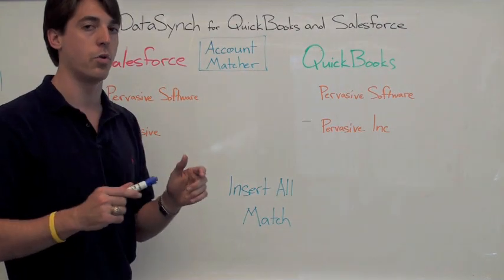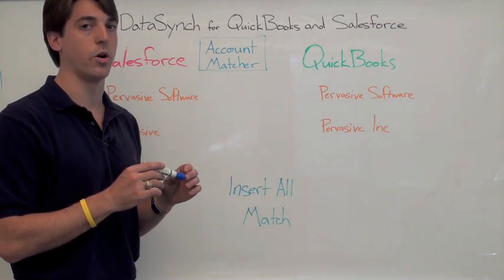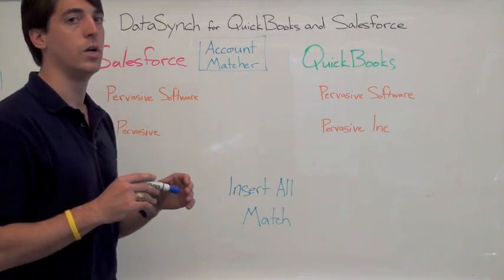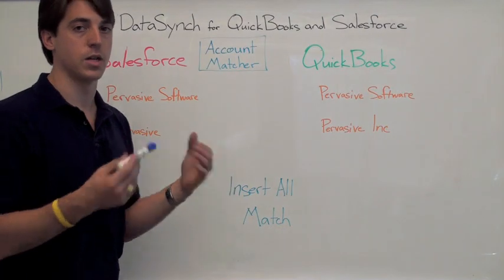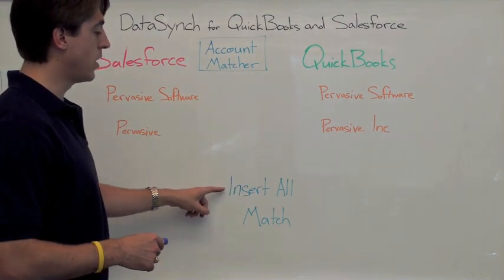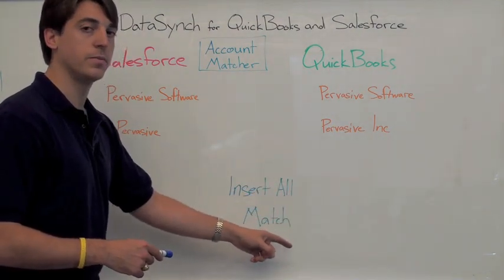We do have an unsupported migration tool in the support forums that you can search for, but that is something that you or your implementer is going to have to help you do. That's not something that we're going to help you do. So the account matcher has two different functionalities. We have the insert all and the match.